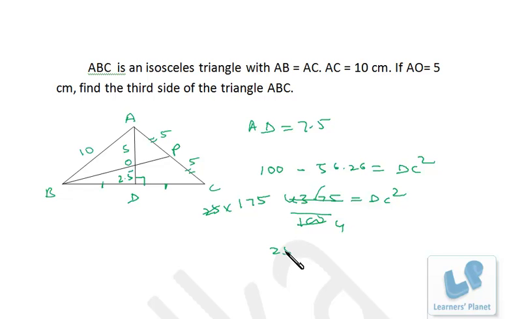So that's 25 into 7 by 4, that is DC square. So DC must be 5 by 2 root 7, right? So DC is 5 by 2 root 7, that means BC is double of that, that means 5 root 7. Okay, so this is how we can easily calculate the length of the third side, that's BC over here.